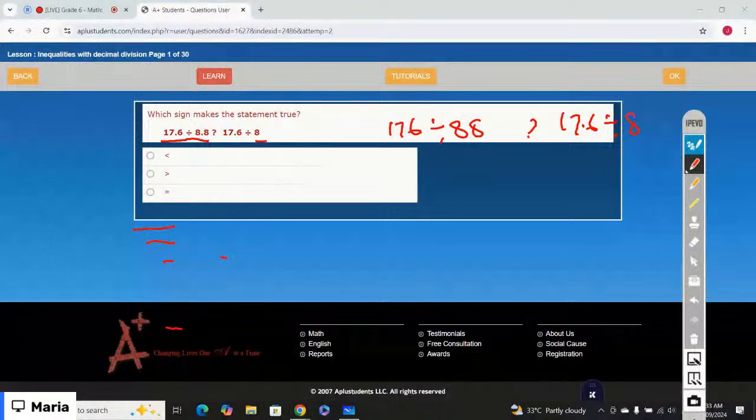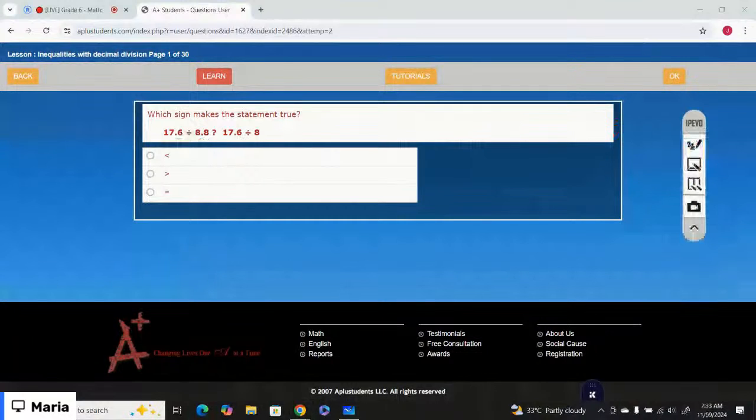So 176 divided by 88 is 2. But 17.6 divided by 8 is 2.2. So which is greater? 2.2 is greater, right? Then that means 2 is less than 2.2. The correct option is less, option number 1 is the correct option, because 2 is less than 2.2.